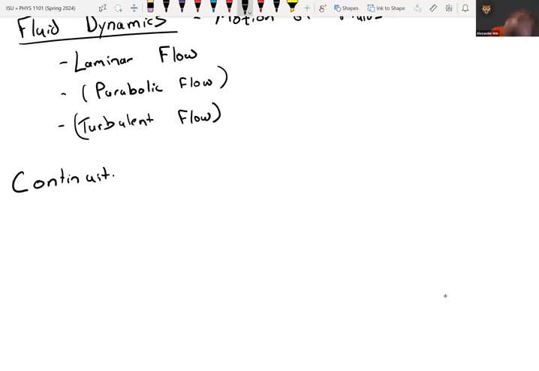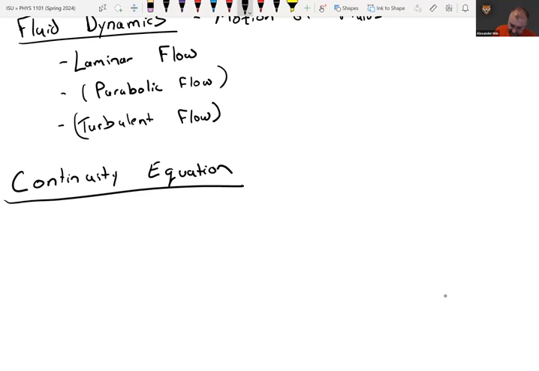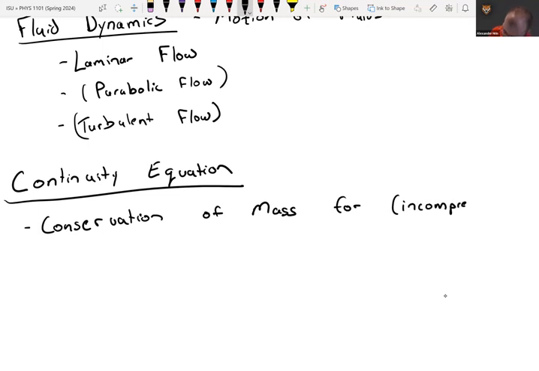Basically, the way I want you to think about this is conservation of mass for fluids. And when we're doing fluid dynamics, we're also going to be dealing with incompressible fluids. So basically liquids. For the most part, we're looking at flowing water. We're not really looking at anything else. We're not looking at gases.